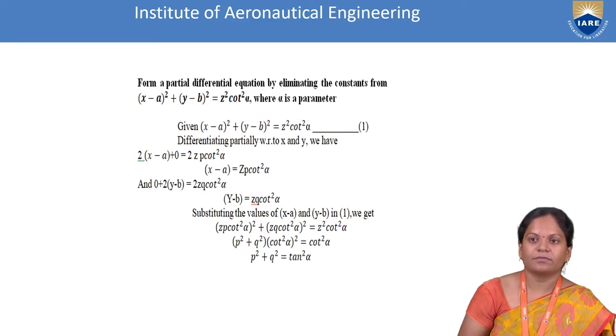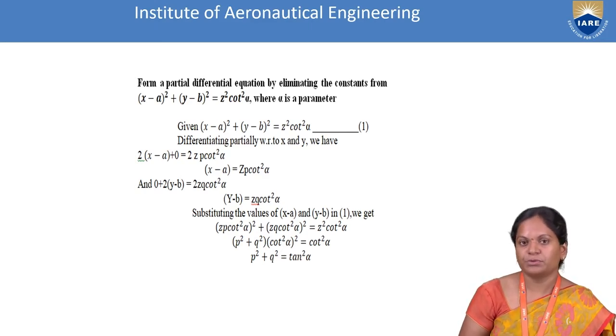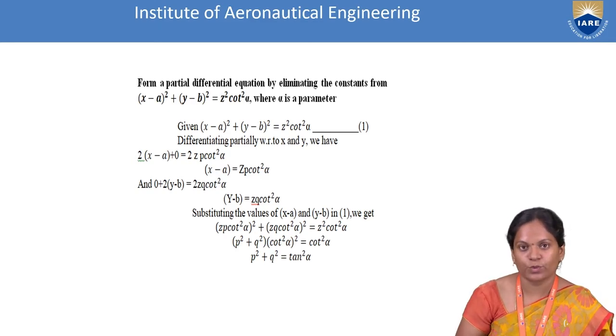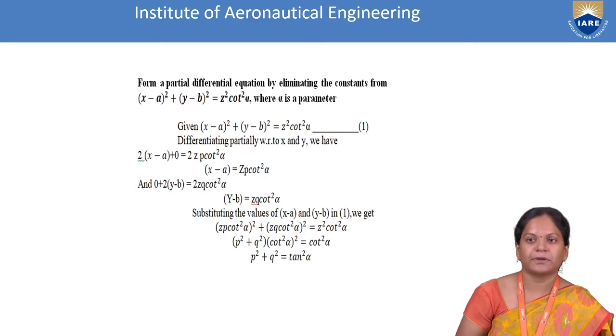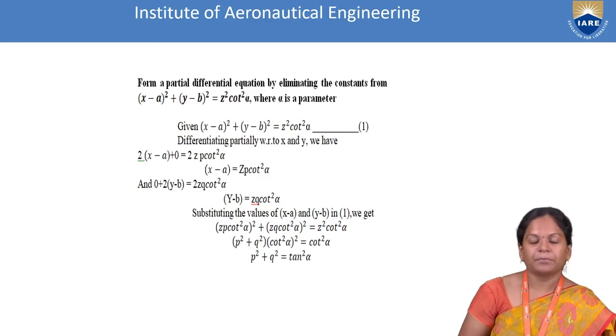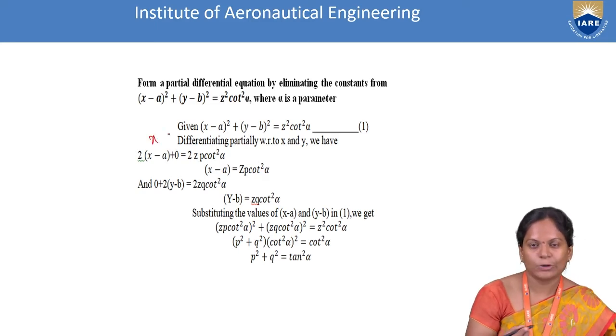So first take differentiation partially with respect to x and similarly with respect to y. Here we should remember one thing: if we take with respect to x, treat y as a constant. If we take partial derivative with respect to y, treat x as constant. So first I am taking partial with respect to x, so then y becomes constant.